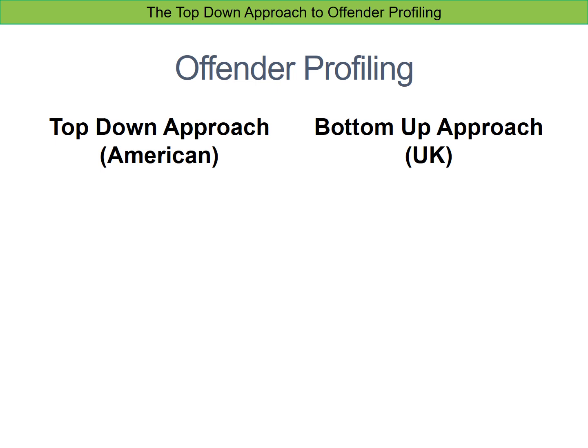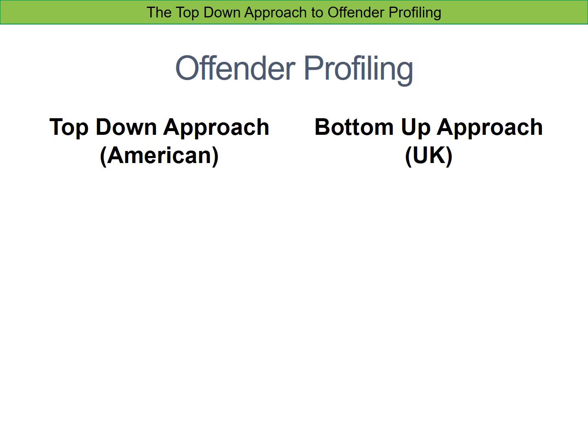Now, there are two broad approaches to offender profiling, one which was developed by the Americans, the FBI, and the second which was developed by the UK. In this screencast, we're going to look at the top-down approach, which is the American approach, and then in the next screencast, we'll compare that to the UK or the bottom-up approach.